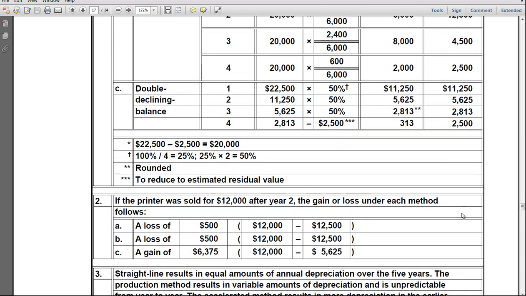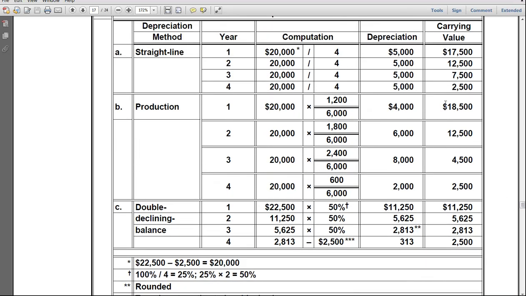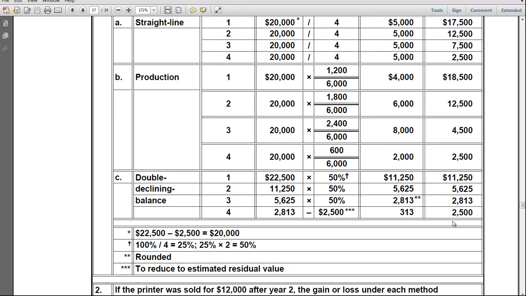So the next part of this is looking at whether we have a gain or loss if we're going to sell. To calculate gain or loss, you're going to take the cash received, say it's sold for $12,000, minus the carrying value in each of the methods. So we're doing this after year 2. If I scroll back up here, after year 2, I have a carrying value of $12,500 in the straight line method and the production method, and a carrying value of $5,625 in the double declining balance method.